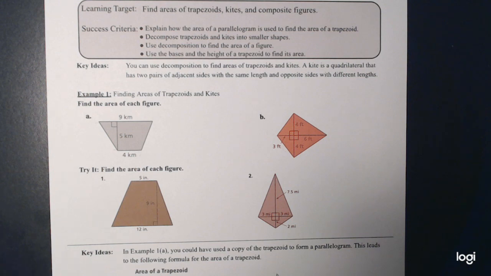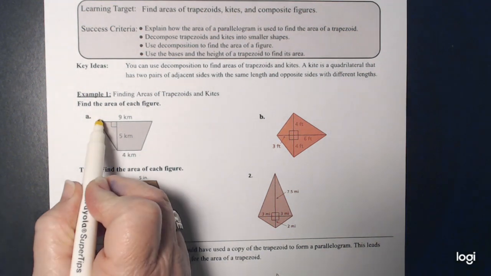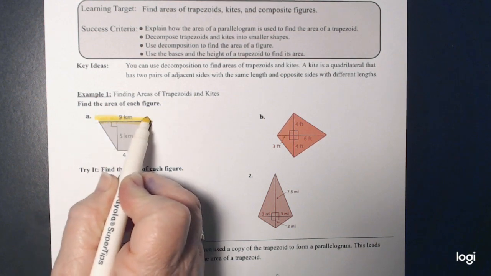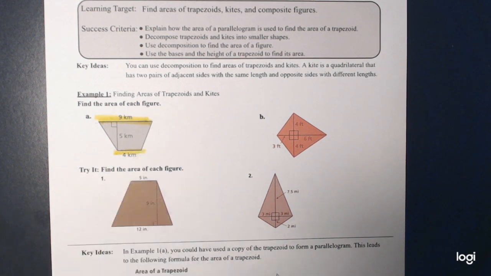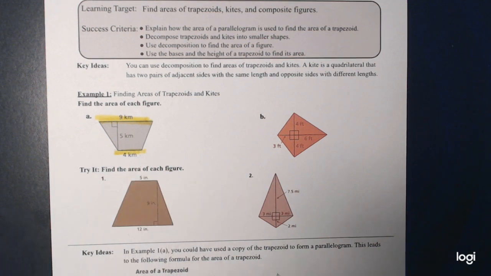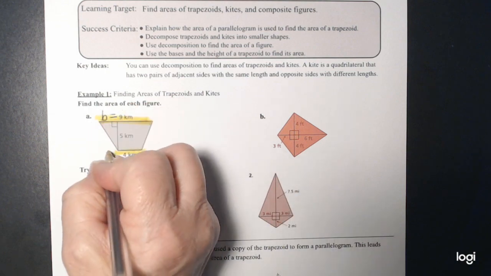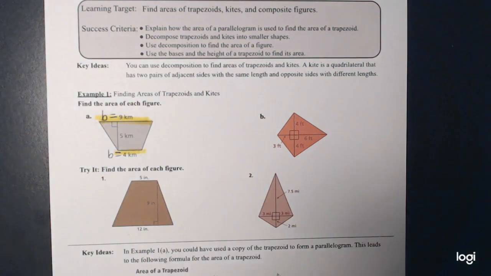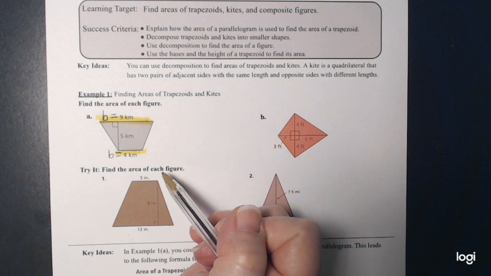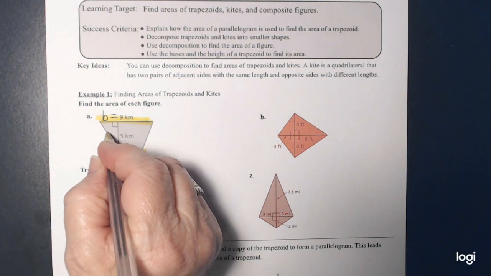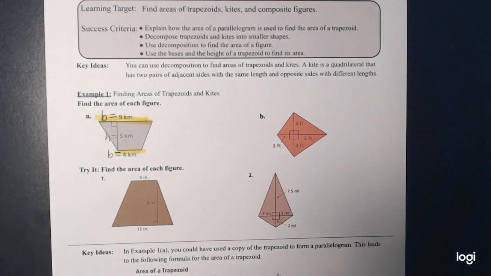So with our highlighter, whenever we look at the area of a trapezoid, the first thing we have to do is find the two parallel sides. Well, this side right here is parallel to that side right there. And because those two sides are parallel, these are considered our bases. Okay, so this number here obviously is my height.